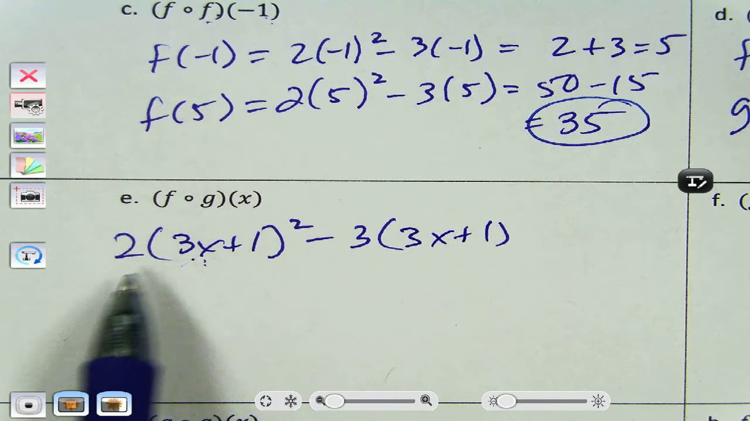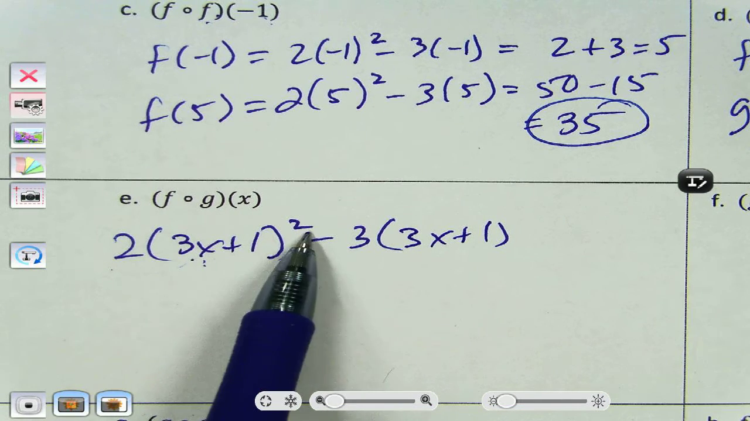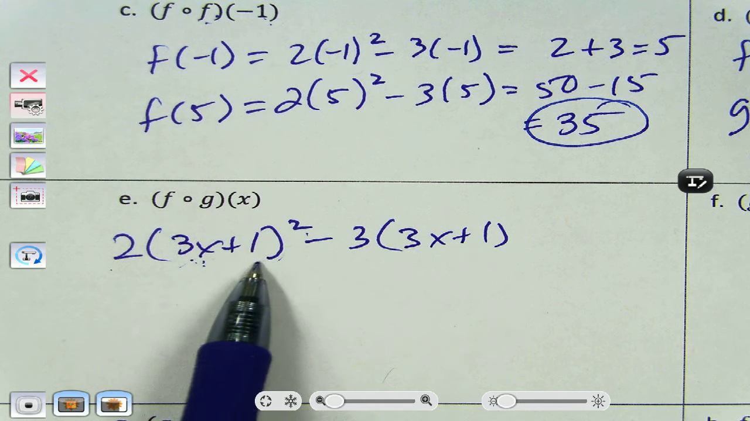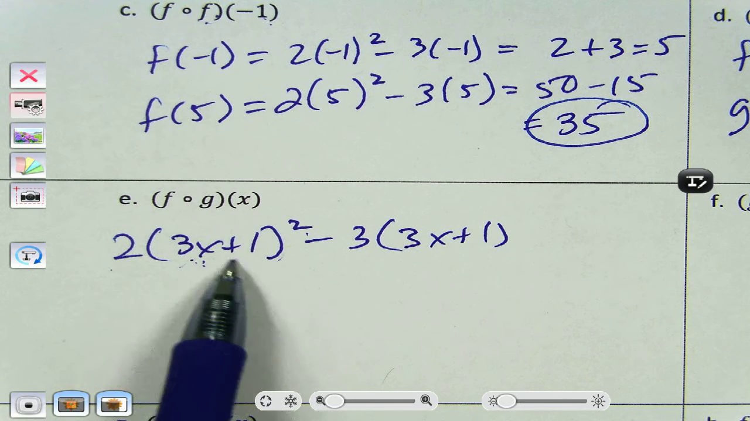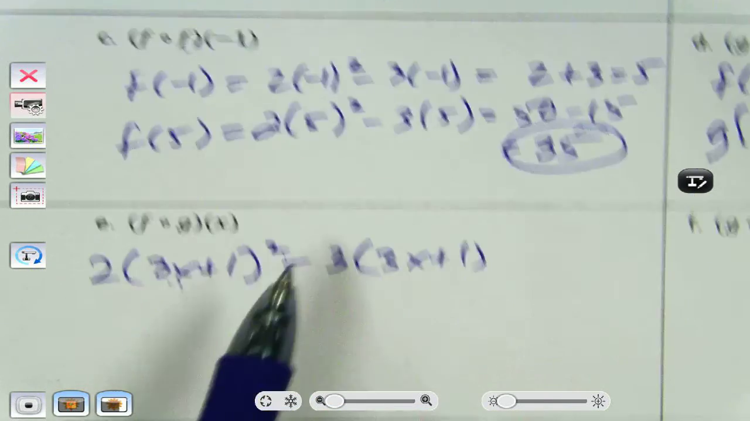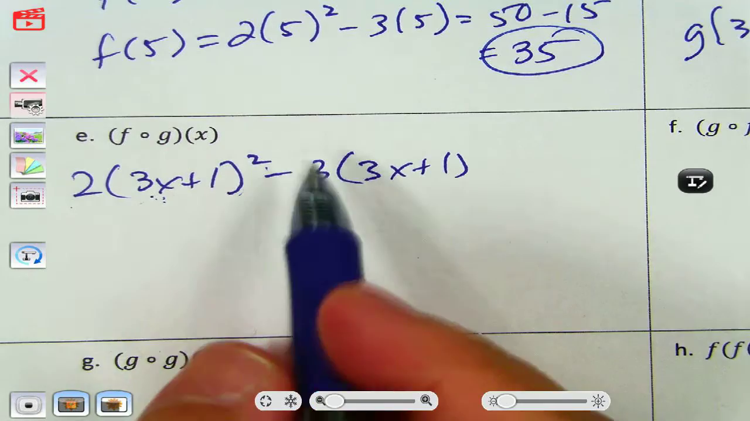Remember, f of x was 2x squared minus 3x. So in the place of x, I am putting the 3x plus 1. The x of f, I'm replacing that x with g of x, which is 3x plus 1. All right, and then we work this out.